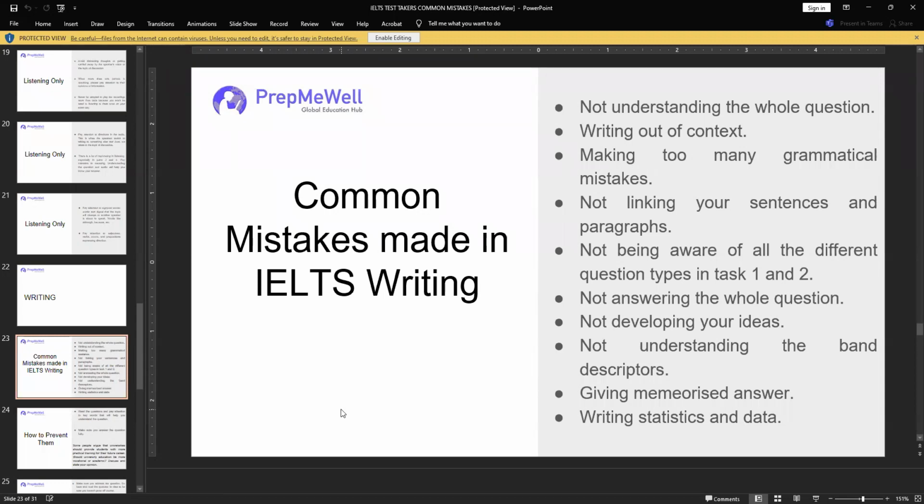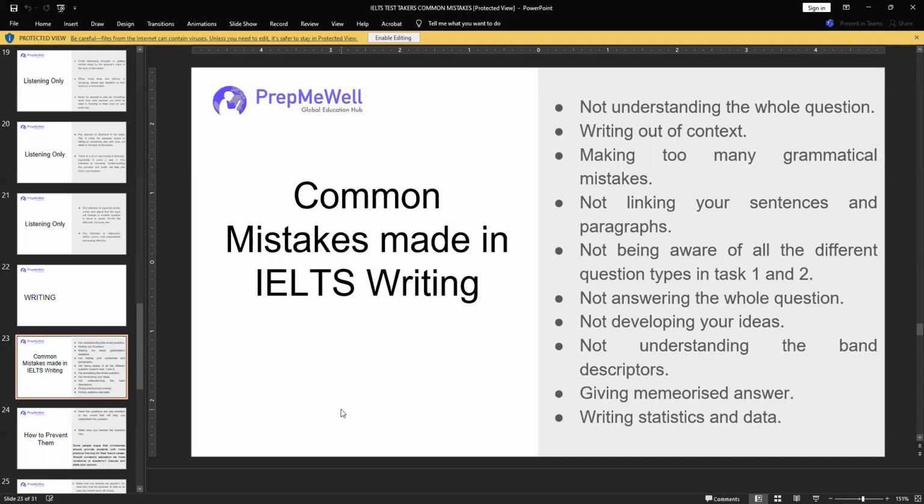Or for academic, you only learned how to describe bar charts. What if a line chart comes out? What if a pie chart comes out? What if a process diagram comes out? You know, how would you handle that? So it's good to be aware of all the different question types.